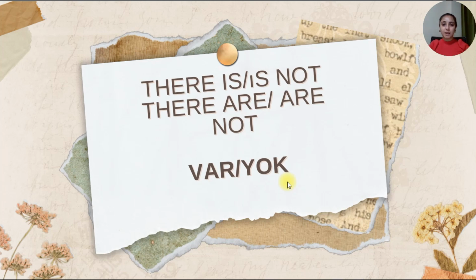First thing that I want to say is you need to use this var or yok words at the end of your sentence, and it is different from English because they are starting their sentence by saying there is or there are if something exists or is absent. But we will say those words at the end of the sentence, and this is the main difference.